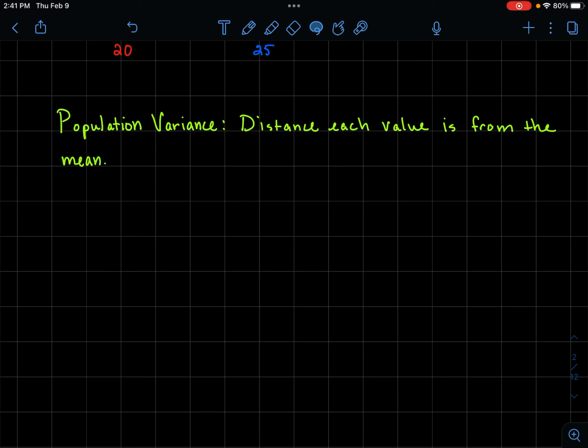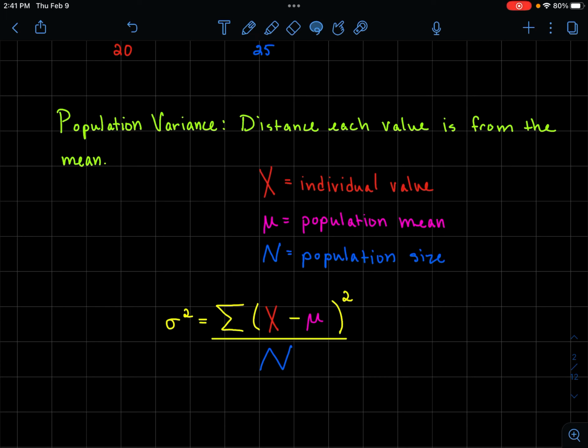Leading into the next thing, what is the population variance? How often are these data points varying? By definition, it is the distance each value is from the mean. How far away is every data point from the average? We're going to look at a new definition here. First, capital X is going to be all of our individual values in our data. Mu, the mean, is the population mean. And capital N is the population size. So how many data points do we have in our population?